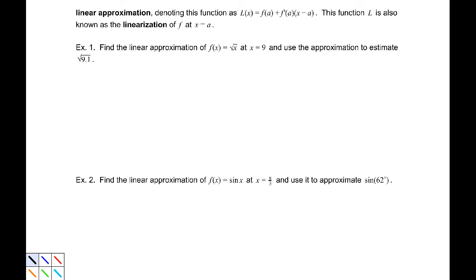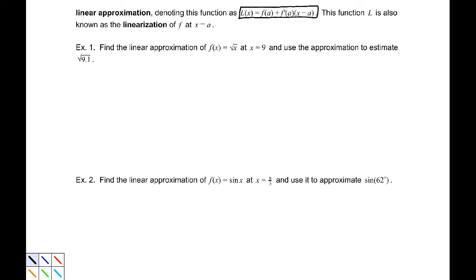Example 1. Find the linear approximation of f of x equals square root of x at the point x equals 9 and use the approximation to estimate the square root of 9.1. Our first task is to notice, based on our definition, that the linear approximation is a linear function that uses the slope of the instantaneous rate of change, the slope of the tangent line at our point, in our case 9, as the slope of our linear function.